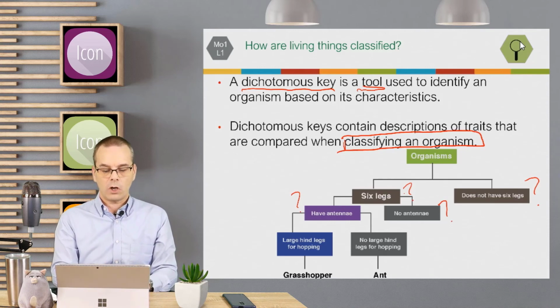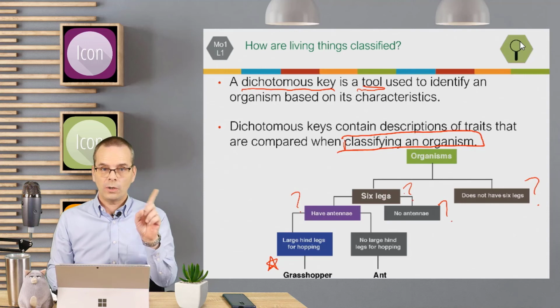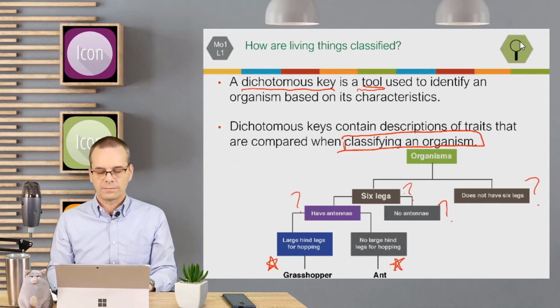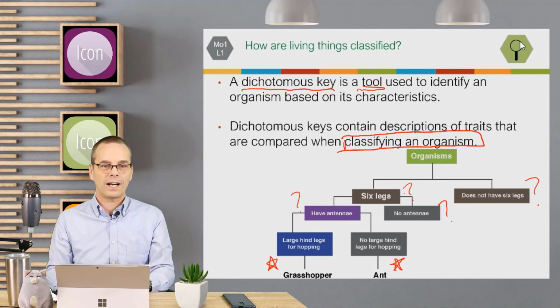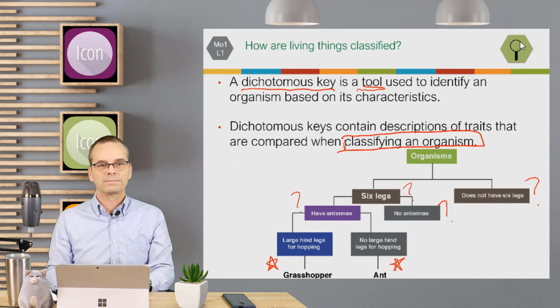And it says, does it have large hind legs for hopping? Yes. Well, then it is a grasshopper. Or no large hind legs for hopping. Well, then it is an ant. So ants are 6 legs, antenna, and no large legs for hopping. Grasshoppers are 6 legs, antenna, but large hind legs for hopping. So that's kind of how they classify them and group them.